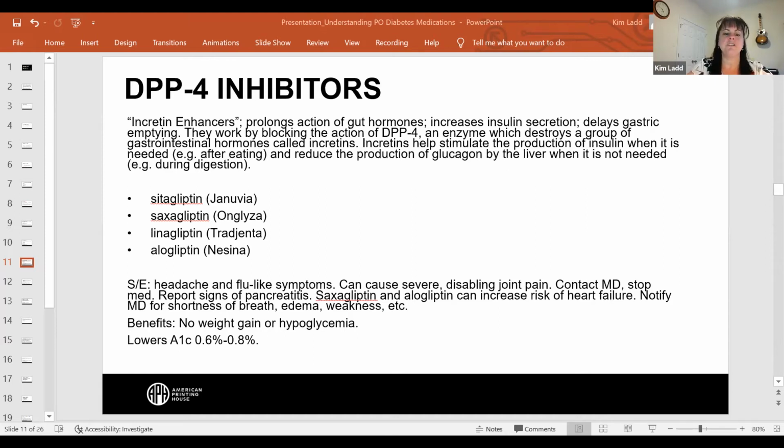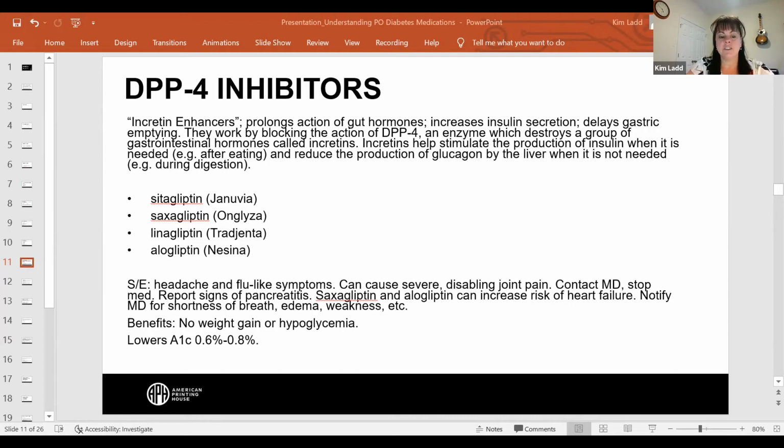So if gliptin is at the end of the name, it's a DPP-4 inhibitor. So they are known as sitagliptin, also known as Januvia. Saxagliptin is known as Onglyza. Linagliptin is known as Tradjenta, and alogliptin is known as Nesina.